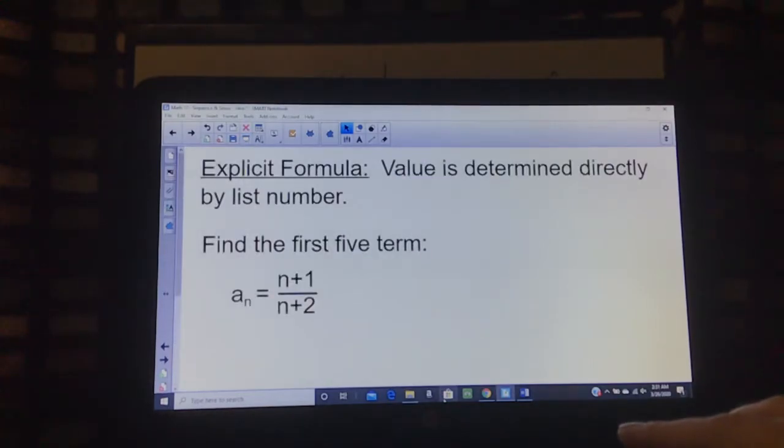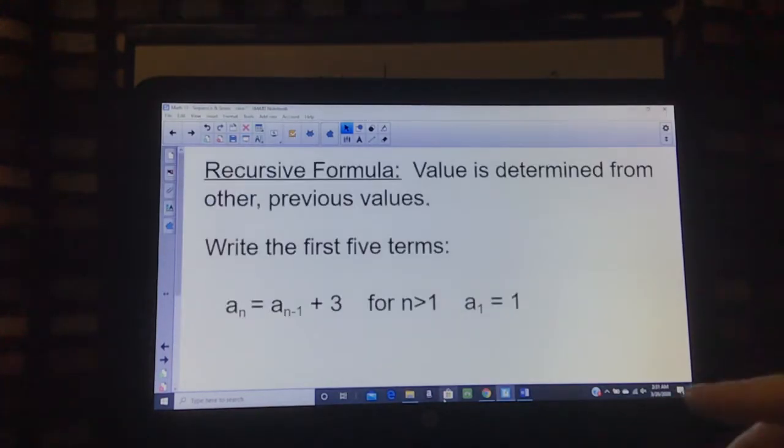Let's talk about the second type. So this one's a little more difficult. This one's called recursive.